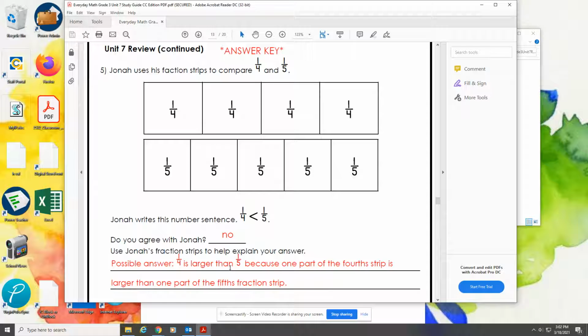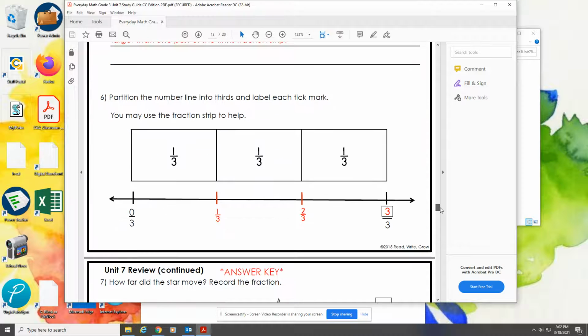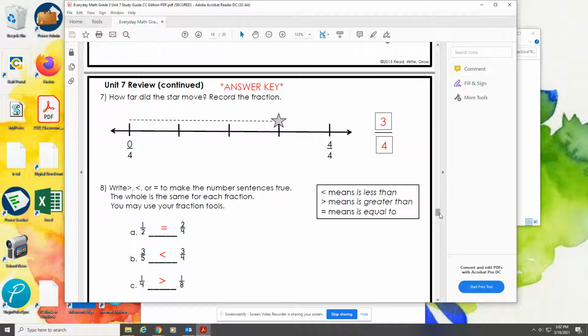1/4 is larger than 1/5 because one part of the fourth strip is larger than one part of the fifth fraction strip. Again, that's larger. That goes to this line, and this goes to that line. All right. Partition the number line into thirds and label each tick mark. 1/3, 2/3, 3/3. How far did the star move? Record the fraction.